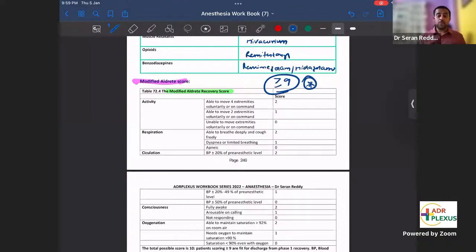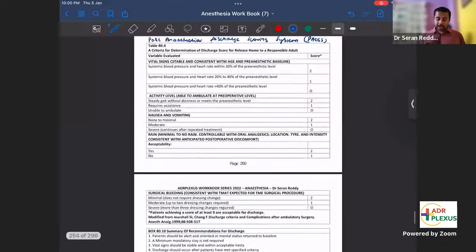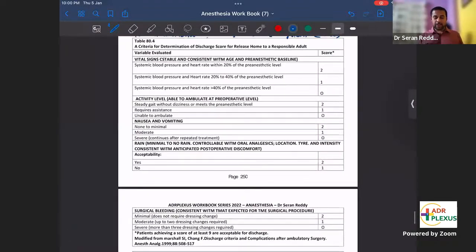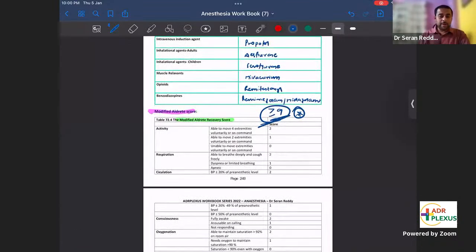Both are scoring systems used in recovery to decide on the move from PACU to ward and then to the home. The maximum score is 10, and the score required is at least 9. There are various components measured: activity, respiration, circulation, consciousness, oxygenation, vital signs, nausea, vomiting, pain, and surgical bleeding. But for you, don't think much about this. At least remember Aldrete score, post anesthesia discharge scoring system, maximum score 10, and more than or equal to 9 is what you should target.